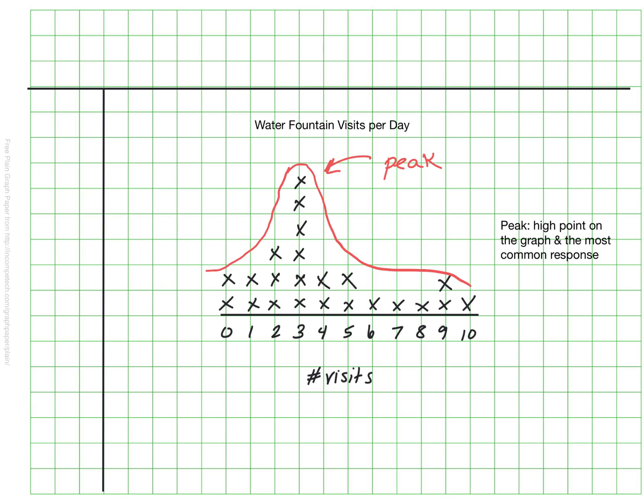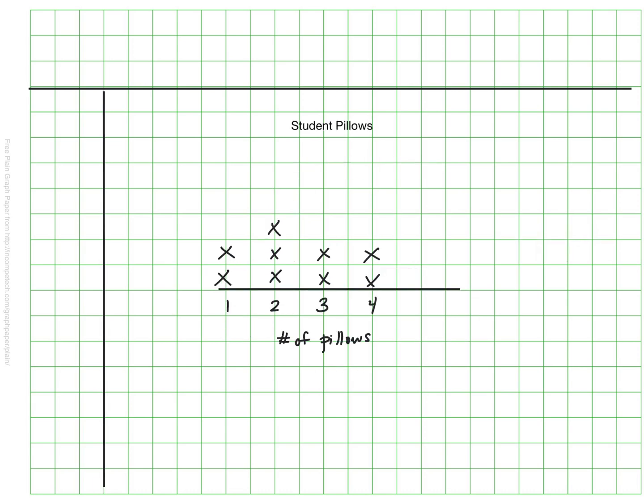This graph has some data between 1 and 4 about the number of pillows that students have on their beds. And there's no gap, there's no cluster, there's no peak. If I were to outline this, this is kind of the highest number, but it doesn't really stand out.